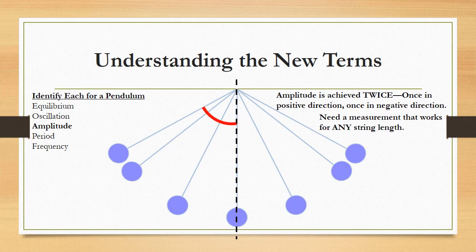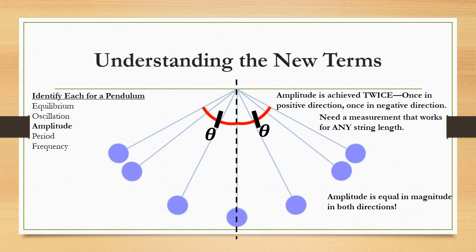And to do that, we're going to use an angular measurement, and we'll call this theta. So the maximum displacement for a pendulum is theta max, the displacement angularly from its equilibrium position. And that's the same on both sides because of what we said over here, that amplitude is achieved twice, once positively and once negatively, and those are equal in magnitude. Amplitude is equal in magnitude in both directions.